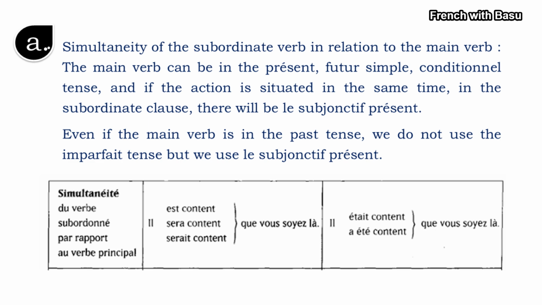And if the action is situated in the same time in the subordinate clause, there will be le subjonctif présent. Il est content que vous soyez là. Il sera content que vous soyez là. Il serait content que vous soyez là. Even if the main verb is in the past tense, we do not use the imperfect tense, but we use le subjonctif présent. Il était content que vous soyez là. Il a été content que vous soyez là.